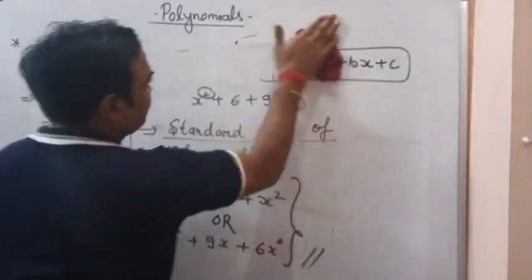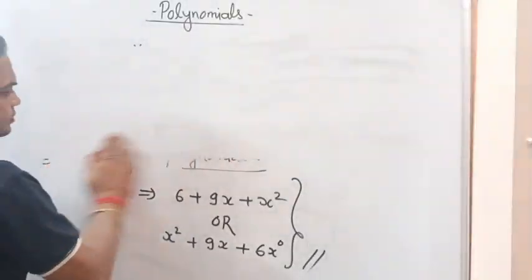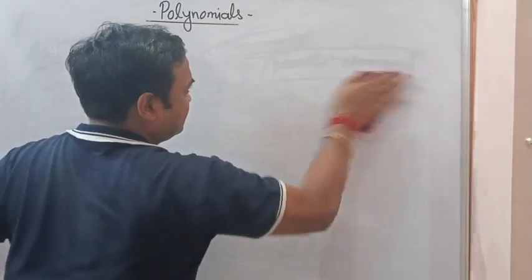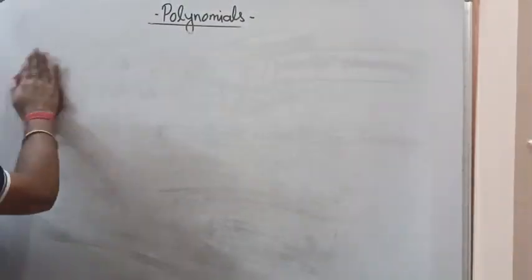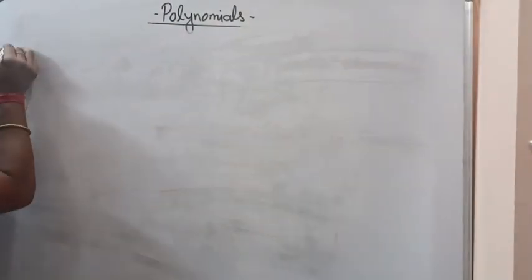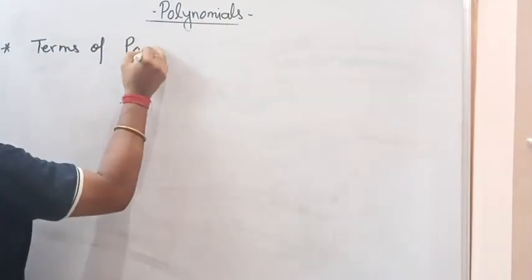Now next, it is not necessary that all the time the variable is having power 2. It may be 5, it may be 7, and on the basis of the power of variable we will judge the degree of the polynomial. Okay. So now first of all we will write terms of polynomial.